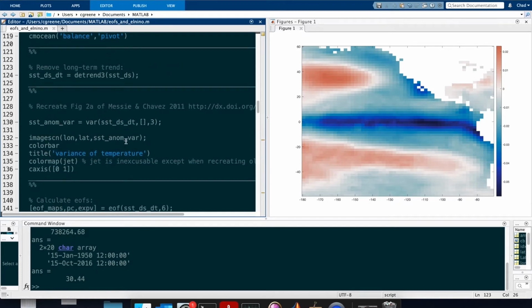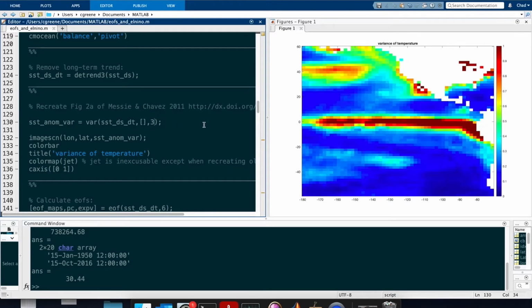Now that we have sea surface temperatures deseasoned and detrended, just as a fun thing, we can recreate figure 2 of Messie and Chavez, 2011, where they plot simply the variance of the sea surface temperature anomalies. So to do that, we'll plot the variance of these sea surface temperature anomalies that we've calculated so far, so the variance along the third dimension. And here I'm using the jet color map only because I'm trying to recreate exactly the results of Messie and Chavez, which in fact do look very similar.